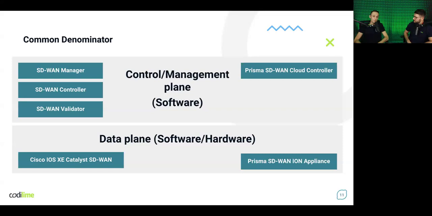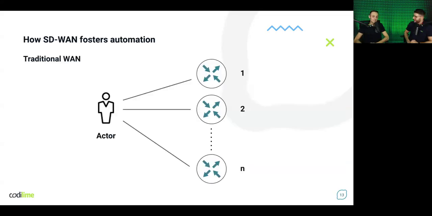SDN networks are software driven because the control plane and the management plane are deployed as software, and that's why they are scalable and flexible. And on the other side, we've got the data plane, and we've got two options here, hardware and software deployment. And at the end of the day, both entities are managed by a software layer. So we touched on the SD-WAN concept, but how does it foster automation? Mateusz, you can tell us more about it. Absolutely, I will. Thank you, Radek.